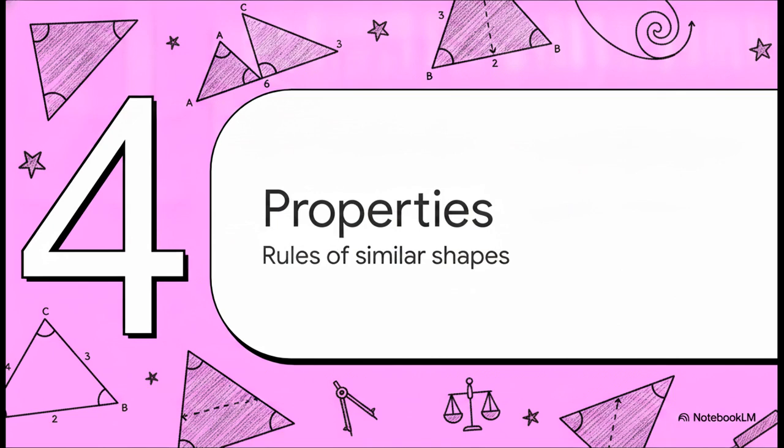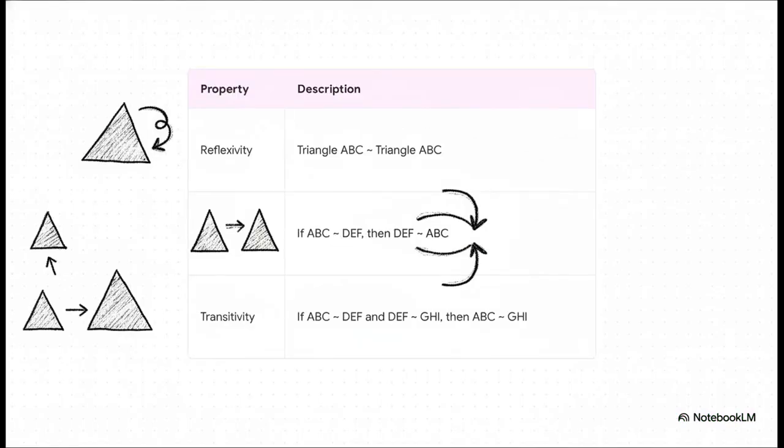Section 4. Properties of similar triangles. Let's quickly go over the golden rules here. First, reflexivity. Every triangle is similar to itself. Simple enough, right? Second, symmetry. If triangle A is similar to triangle B, then B is naturally similar to A. And third, transitivity. If the first is similar to the second, and the second is similar to a third, well then the first and third is similar too. These are the absolute foundational truths we build our logic on.